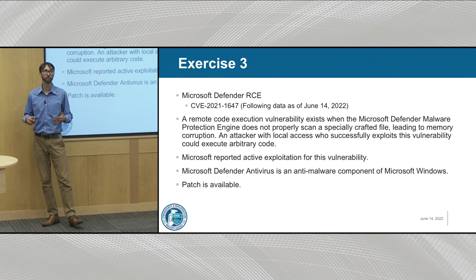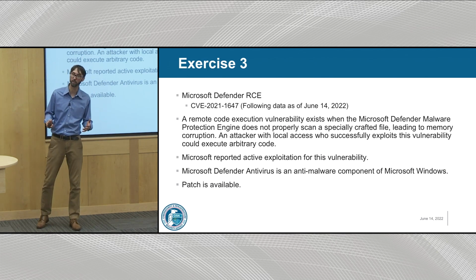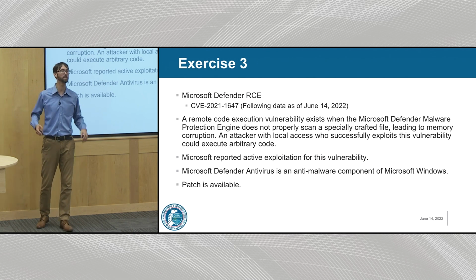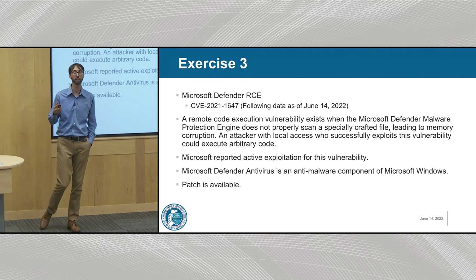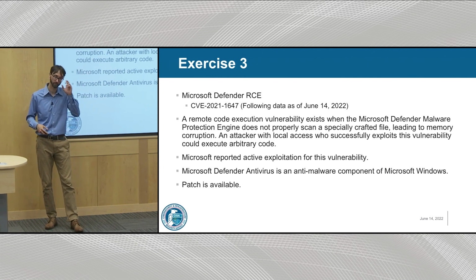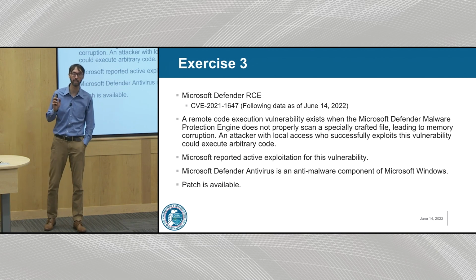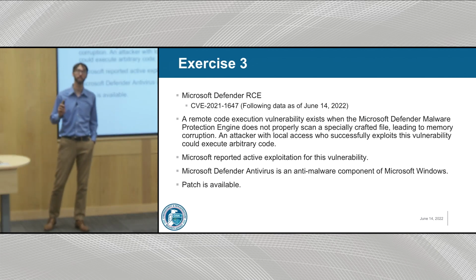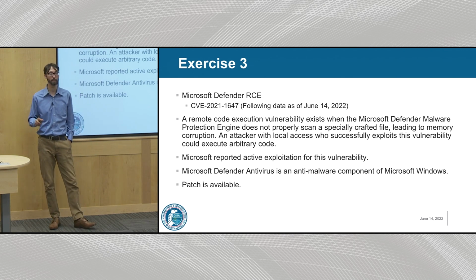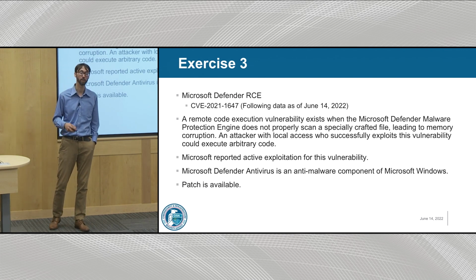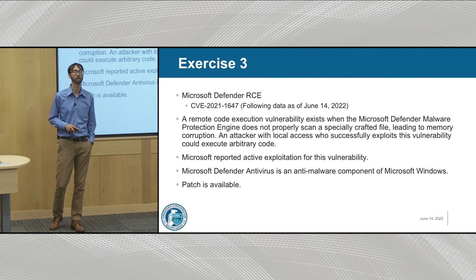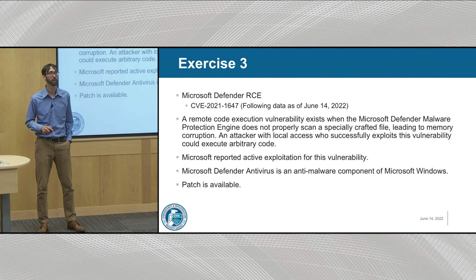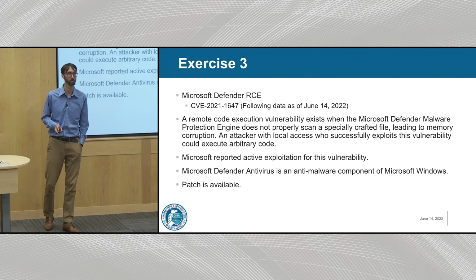For example 3, from this deployer perspective, we run a lot of Windows machines in this organization that we're pretending to be. Microsoft Defender has this vulnerability, 2021-1647. It's a remote code execution vulnerability in the anti-malware feature in Windows. It is in Windows endpoints and in Windows servers. The Microsoft report specifically says that they're aware of active exploitation of this vulnerability. It does require local access to write the specially crafted file that triggers the vulnerability.